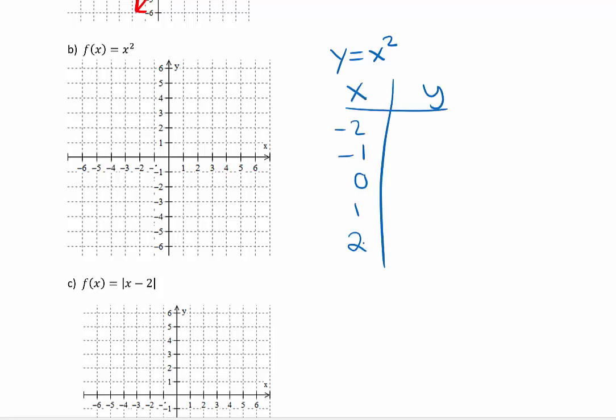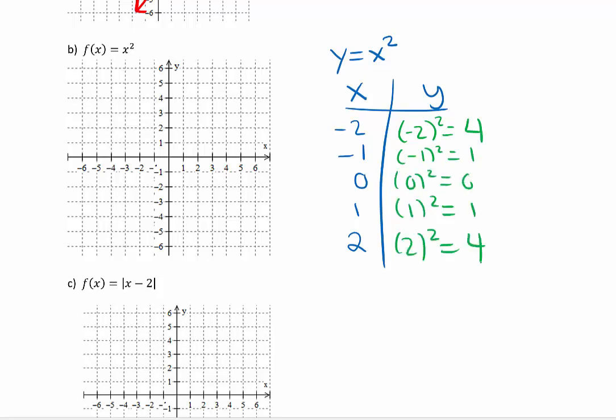When we have nonlinear functions, we are going to make a table of values. So I'm going to pick just a bunch of x's, some negative, some positive, and I'm going to take these x's and plug them in. So if x is negative 2, x squared is 4, so y is 4. If I plug in negative 1, negative 1 squared is 1, and I can do the same thing with the rest of those x values. 0 squared is 0, 1 squared is 1, 2 squared is 4.